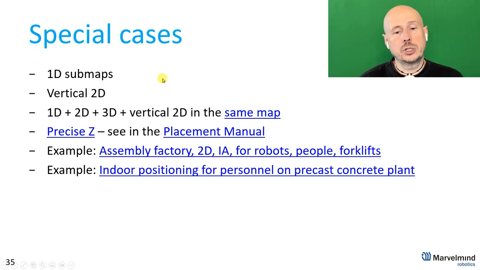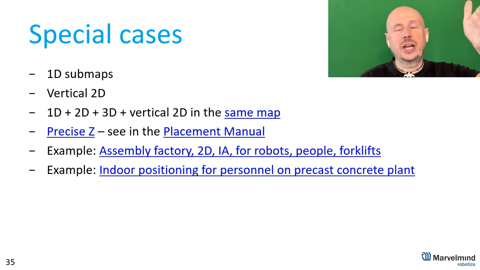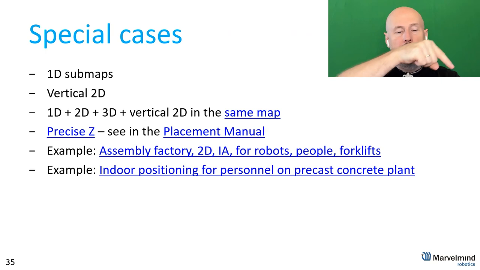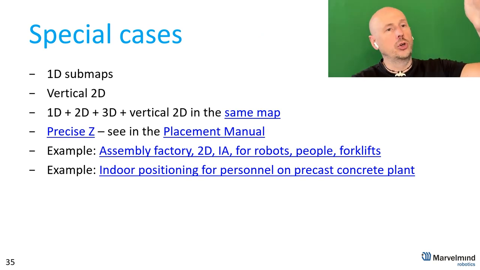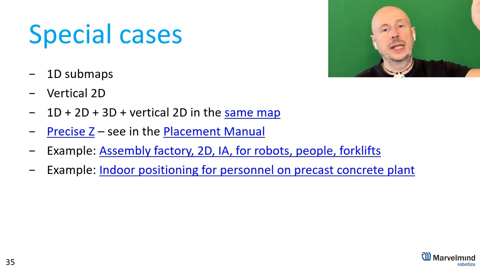Vertical 2D. You know, for example, you have pallets. You don't care so much about Z per se. So in this case, your XY, which is typically horizontal, becomes vertical, because you care where you put the pallet. So your X would be this, and Y would be instead of Z. So this is a vertical 2D submap. You don't care about this height, because you care where you put your pallet.